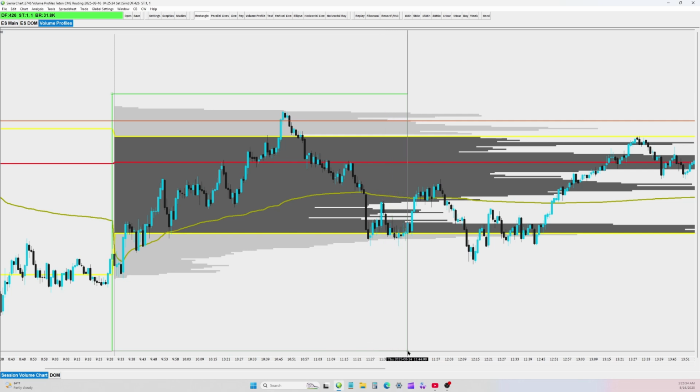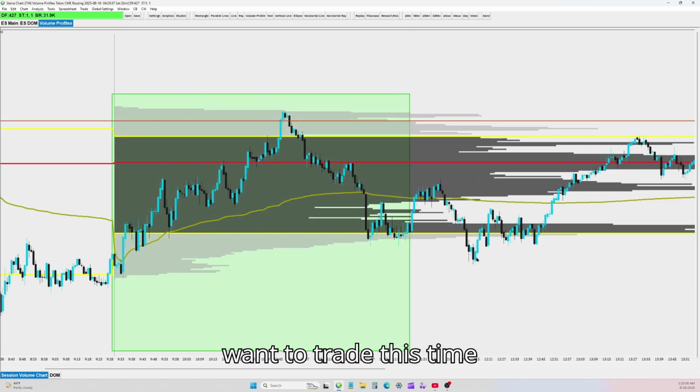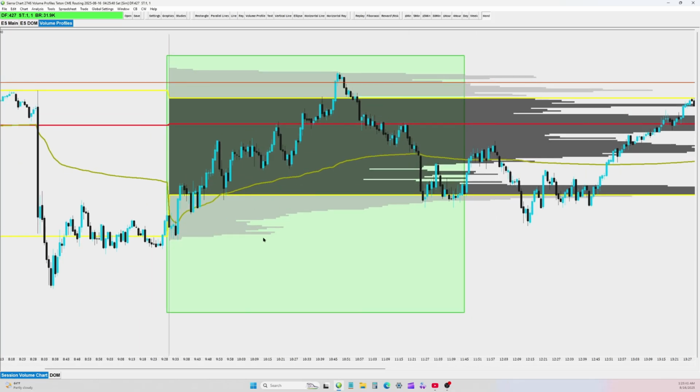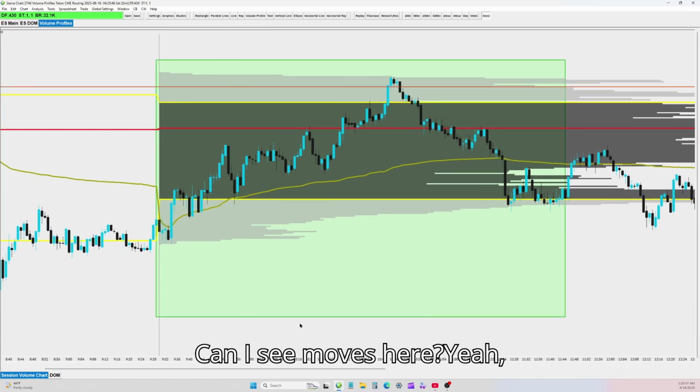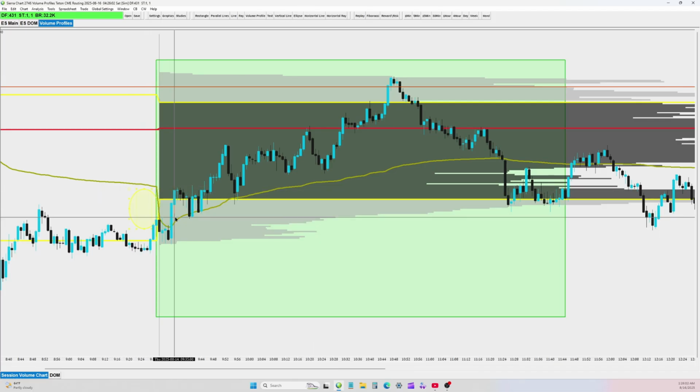I want to trade this time. So can I see moves here? Yeah. Look what it's doing. Okay. Let's see. Look what it does.